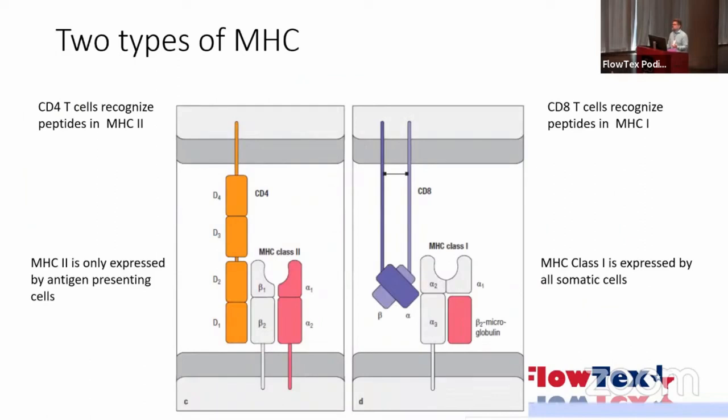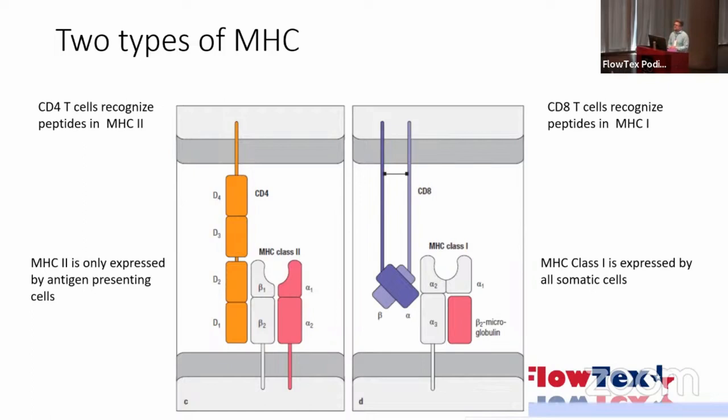And depending on the MHC that you are given, the T cell will make a difference on what type of T cell that is. So CD4 T cells will always recognize MHC class 2. And CD8 T cells will always recognize MHC class 1. By the way, that was a total lie. Sometimes things go wrong. At any rate, this is how we identify what's happening.